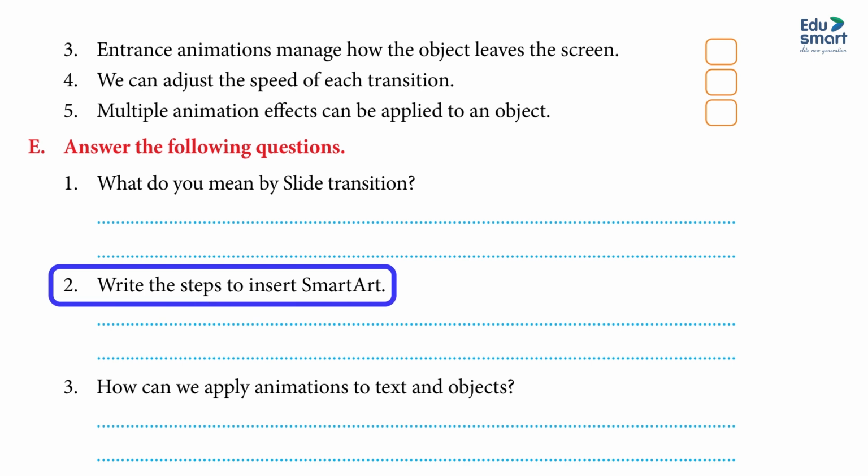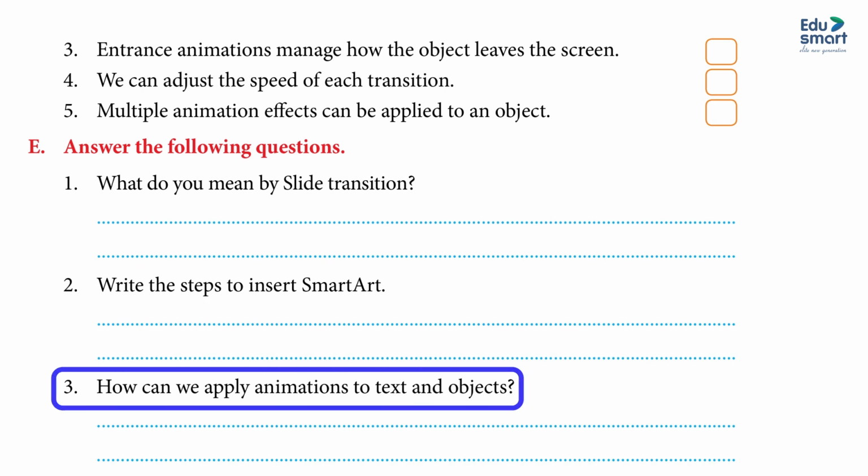2. Write the steps to insert smart art. Answer: click smart art under the illustration group on the insert tab. Choose the type and arrangement you want by clicking them in the choose a smart art graphic dialog box. Choose one of the following methods to enter your text. Type your text by clicking text in the text pane.